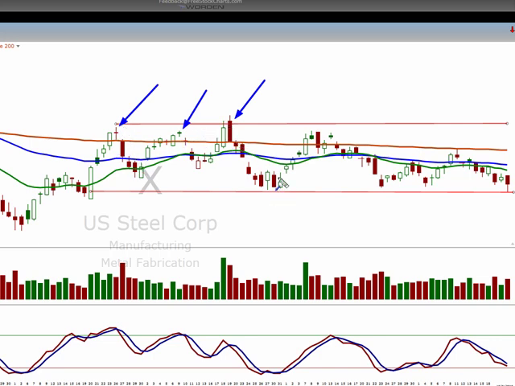Sometimes it would touch the bottom of this channel. But anytime you see a stock touch the bottom of the channel, with the stochastics showing you that the stock is oversold, these are areas that you want to interest yourself in. You want to really look at these areas in terms of buy points.